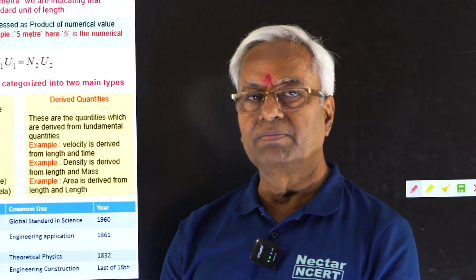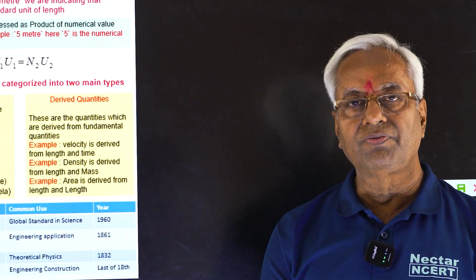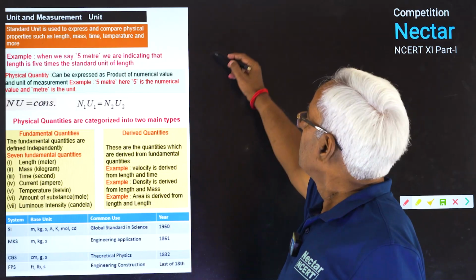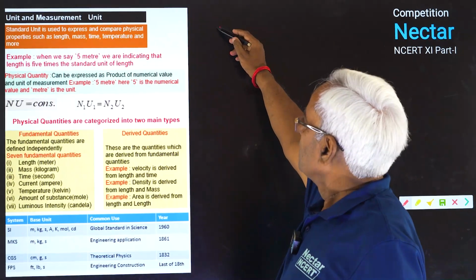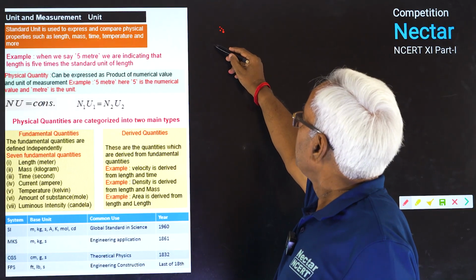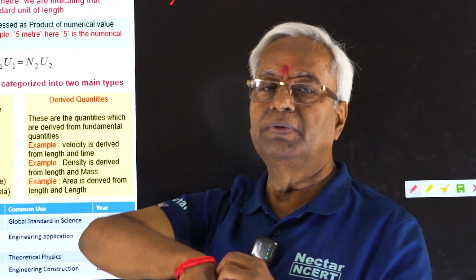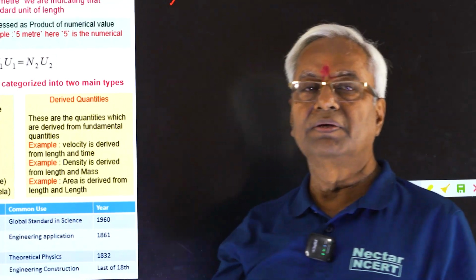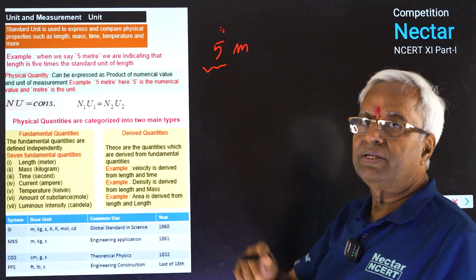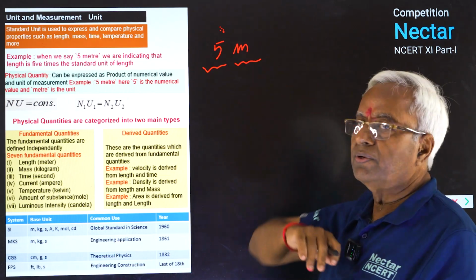Unit and dimension. For measuring any quantity, we always need two things. When you want to measure the mass of a body or the length of a body, you need two things, like 5 meter. You are measuring the length. This 5 is a pure number known as numerical value, whereas this is called a standard unit.